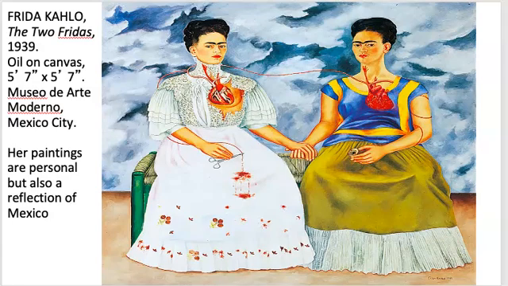So here we see that she's really reflecting on her cultural identity with, on the left, her in a contemporary European wedding dress. And on the right, we have her in more of a traditional Mexican outfit. So the two hearts that she has are connected by this vein. And so it's a double self-portrait.